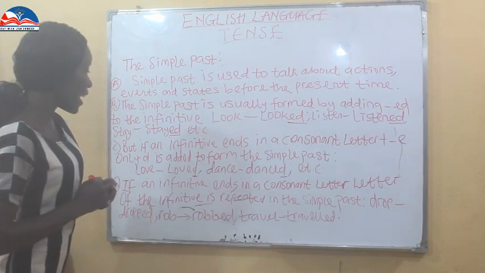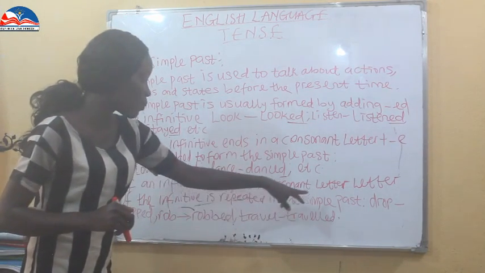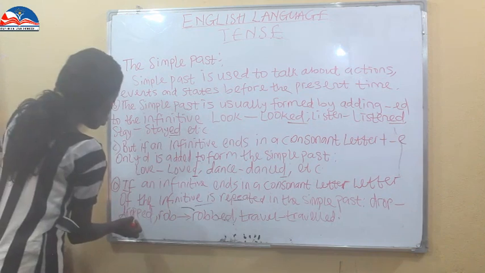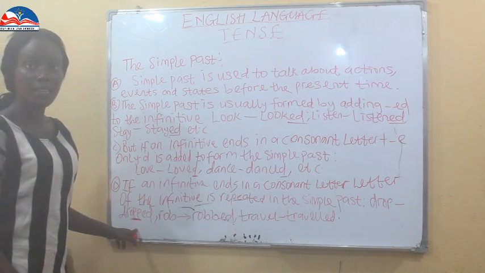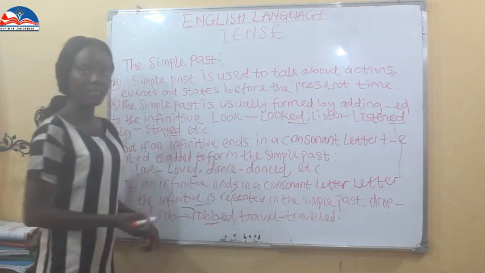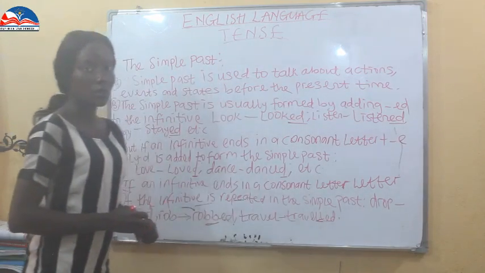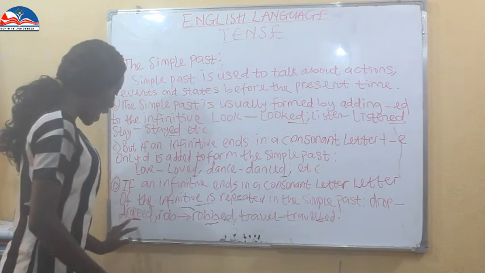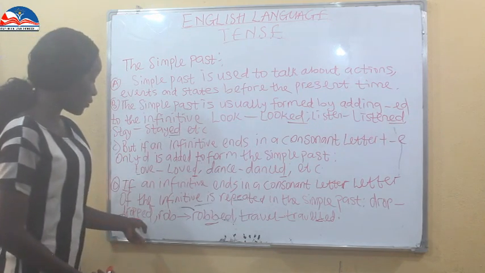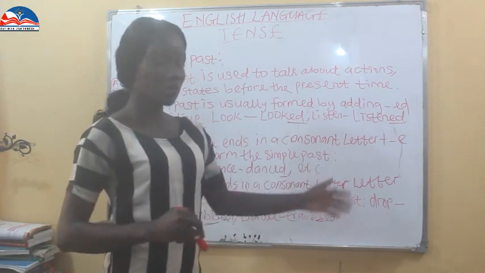Now, if an infinitive ends in a consonant letter, the consonant is repeated in the simple past. We have drop, dropped, with repetition of the p. Rub, rubbed, double b. Travel, traveled. So in the English language we have some words that have this repetition of the same letter at the end: drop, dropped, rub, rubbed, travel, traveled, etc.